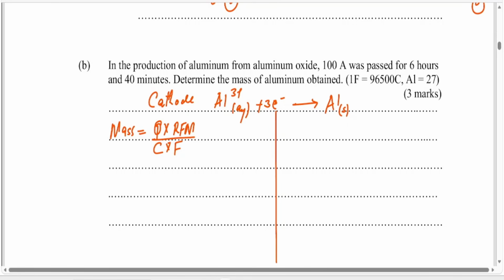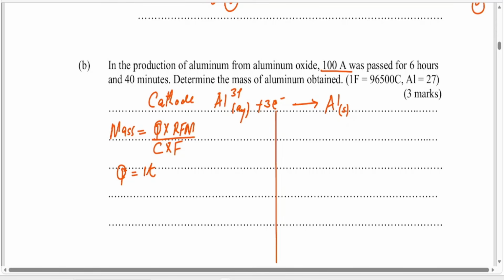With this formula, we can determine anything that we do not have, be it the Q, be it the RFM, be it the C, or be it the F. What we are given here, we are told that 100 amperes was passed for 6 hours and 40 minutes. So first we need to work out the Q. And the Q is given by IT, where I is the current and T is time in seconds.